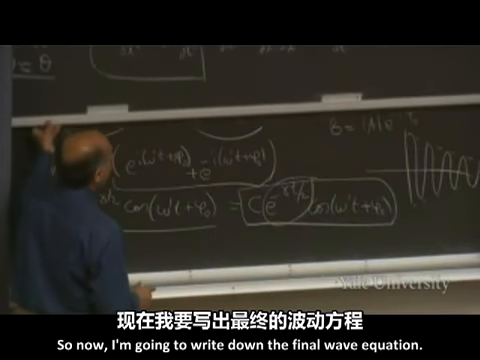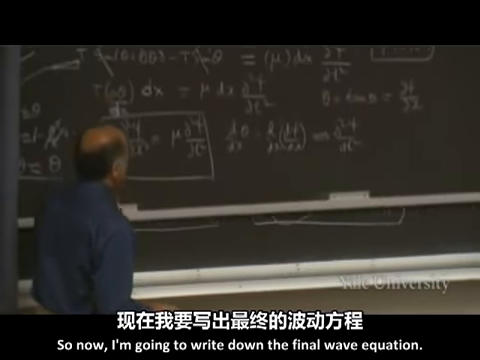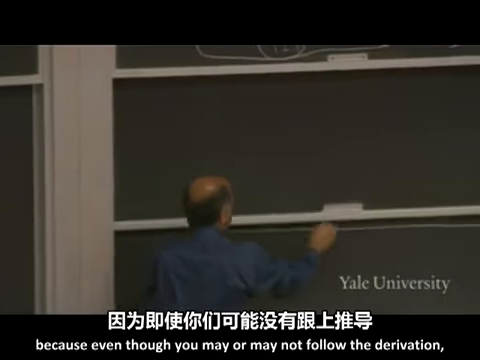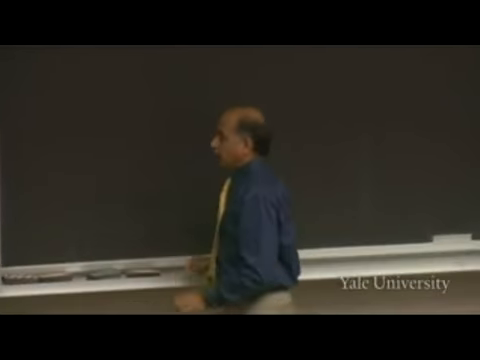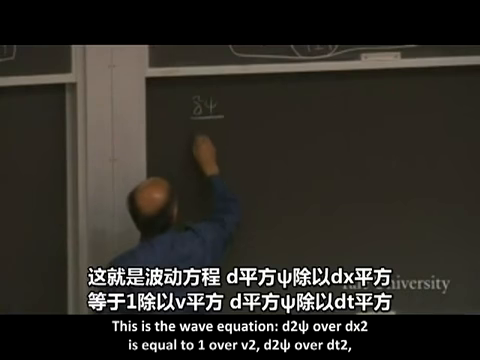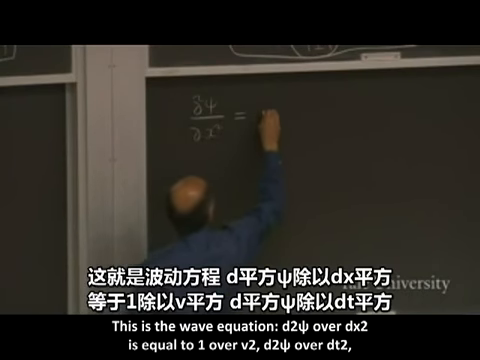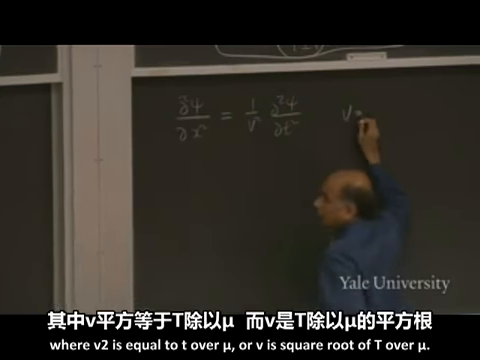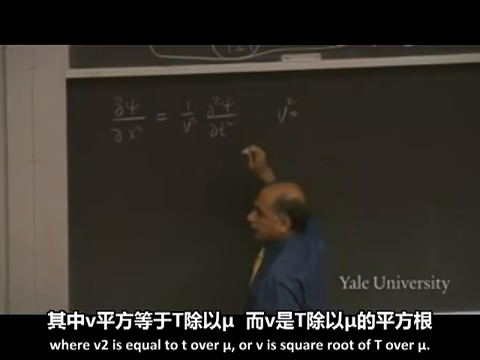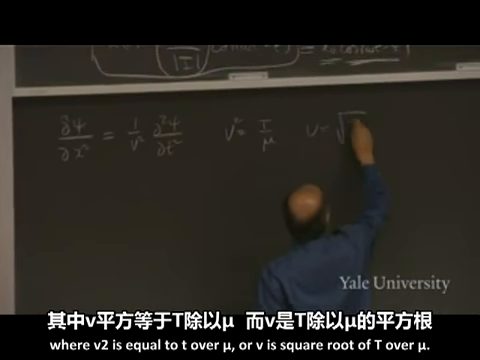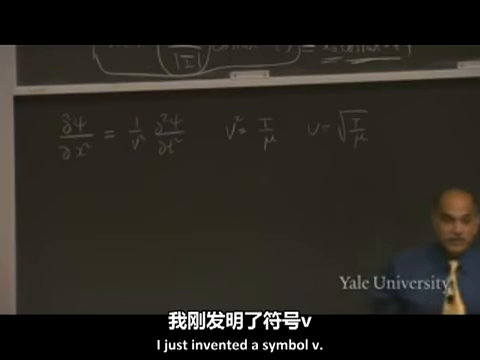So now I'm going to write down the final wave equation. From this point on, you have to get engaged in the problem, because even though you may or may not follow the derivation, you should know what is called the wave equation. This is the wave equation. d2 psi over dx squared is equal to 1 over v squared d2 psi over dt squared, where v squared is equal to T over mu, or v is the square root of T over mu. I just invented a symbol v.